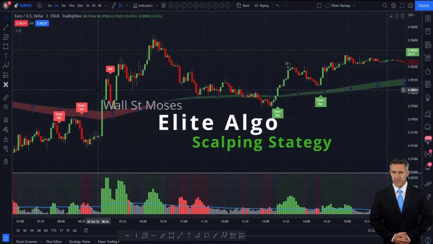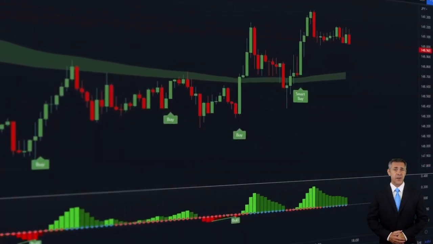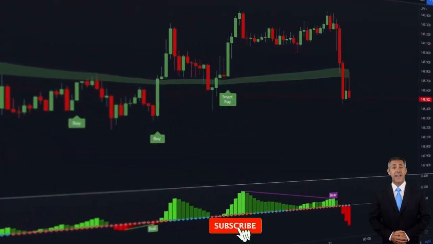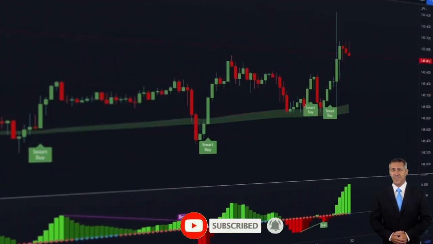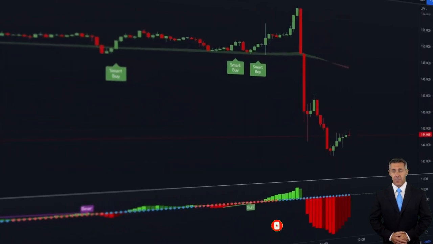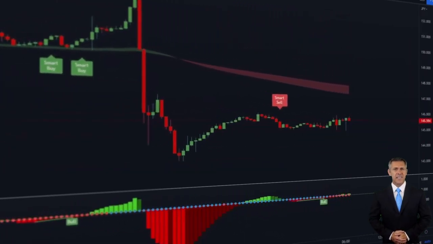Alright, we're going to be covering the elite algo scalping strategy that I found to be very effective. This scalping strategy is very easy to use, and if you're coming into using elite algo for the first time, or if you're an experienced trader, the strategy could be a way to where you can get some really quick wins and do it in a really efficient manner. So let's get right to it.